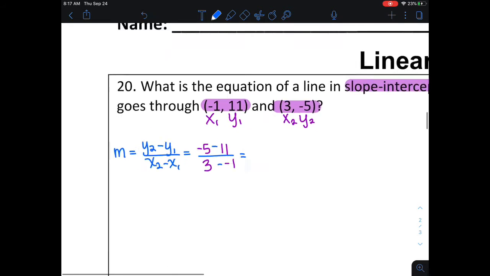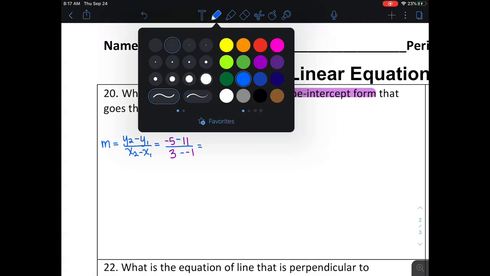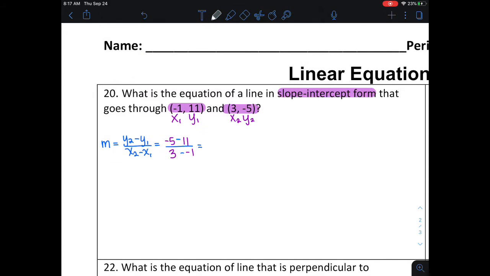In your calculator, let me write this down here. So in your calculator, to do this, you can just type negative 5 minus 11. It's really easy. And then that should give you negative 16. Okay. Then for the bottom, you can type 3 plus 1, right? Because that's a double negative right there. And that's just going to be 4.